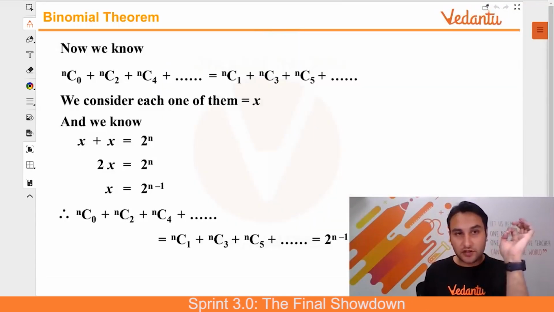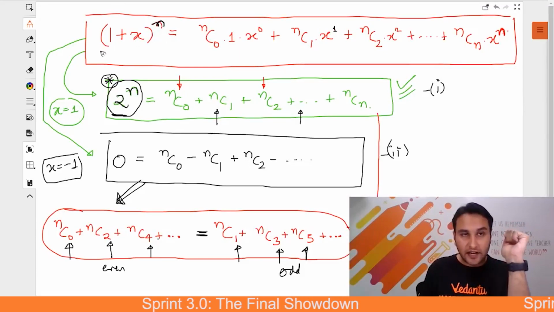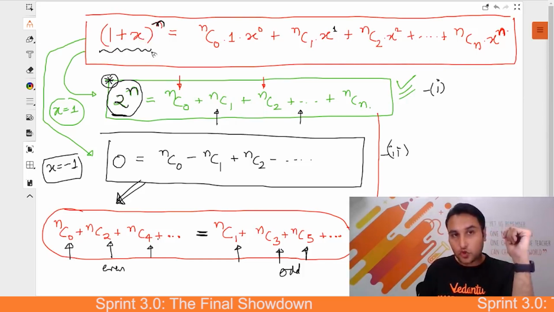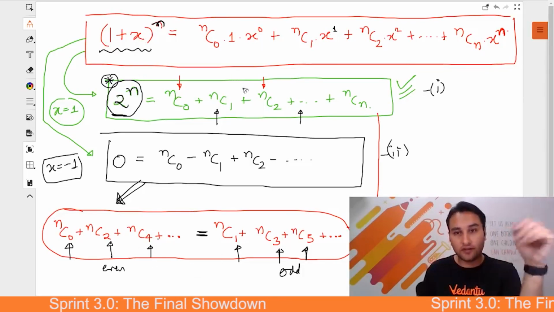That is why the derivation was important. देखो इसको ध्यान से. What I did here, I did 1 plus x की power n. Think of x as 2 and do the same thing that I did in this page. Your problem is solved.